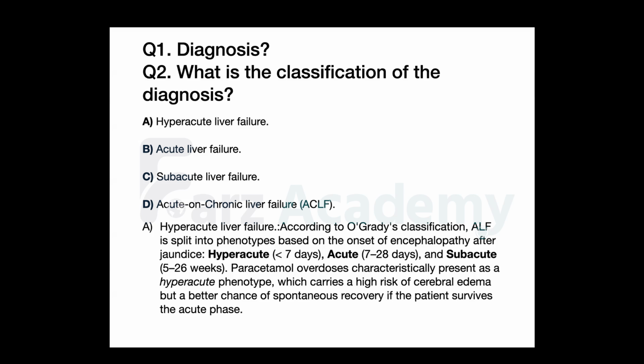Now, another thing which we need to know, and why we need to know the etiology, is that there are a few things which kill the patient instantaneously, as in paracetamol, which carries a high risk of cerebral edema, but a better chance of spontaneous recovery if the patient survives the acute phase.